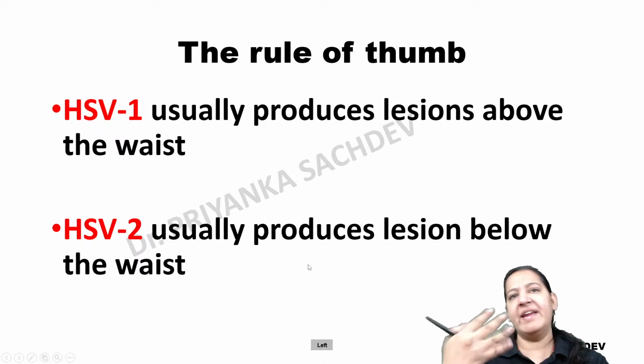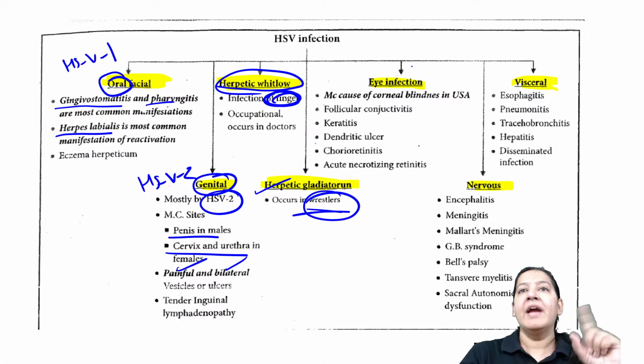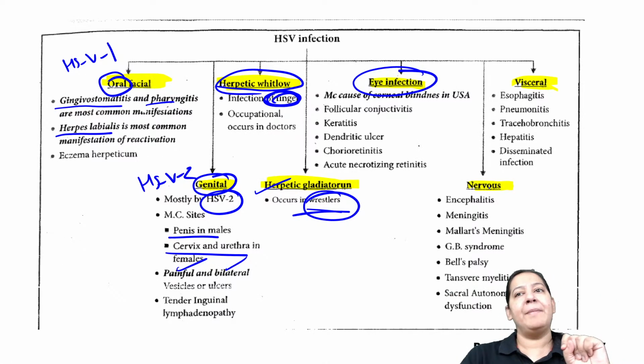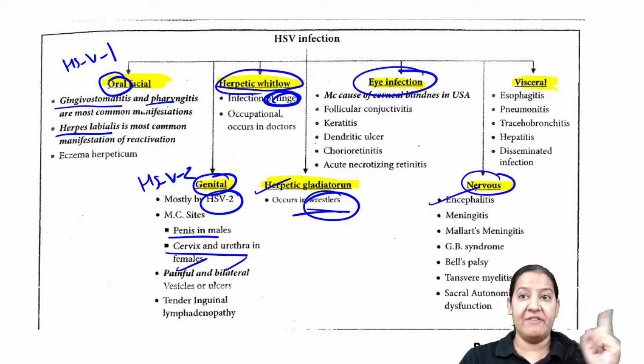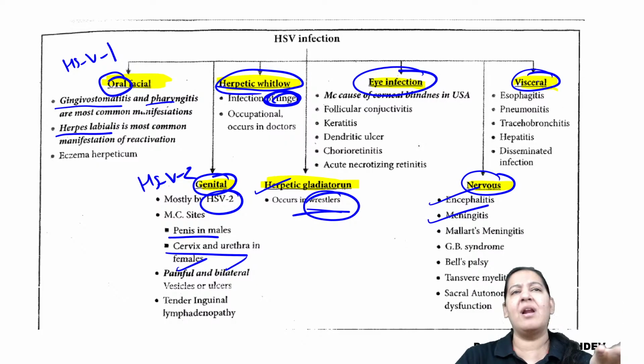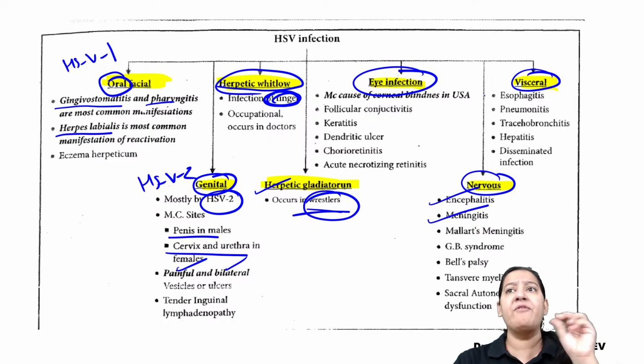So you should know the various names only. So the thing is same. It can be around the eye also. It can be in the brain also, causing encephalitis, meningitis. It can be in visceral other organs also. The vesicles can be formed in the esophagus.